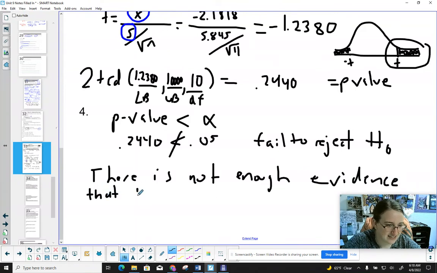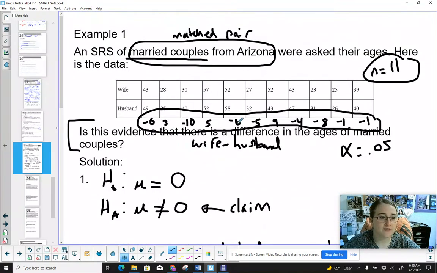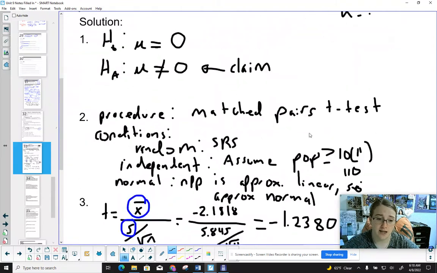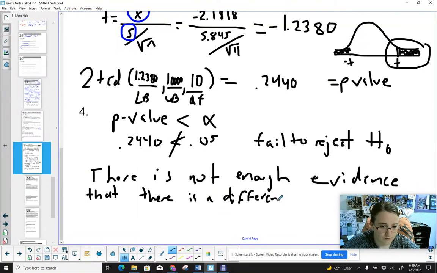So back up and read the paragraph, that there is a difference in the ages of married couples. That's the claim. There is not enough evidence that there is a difference in the ages of married couples. Let me erase that. Oh, I could have kept going. That there is a difference in the ages of married couples.